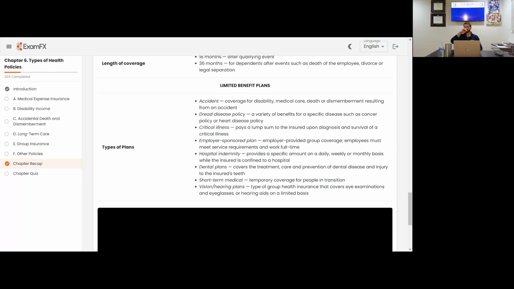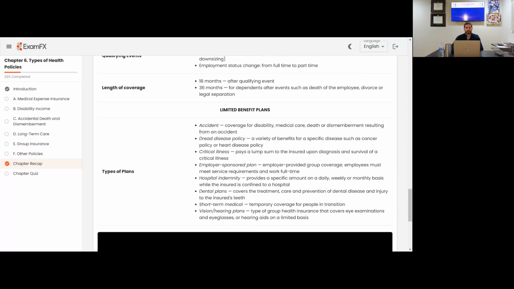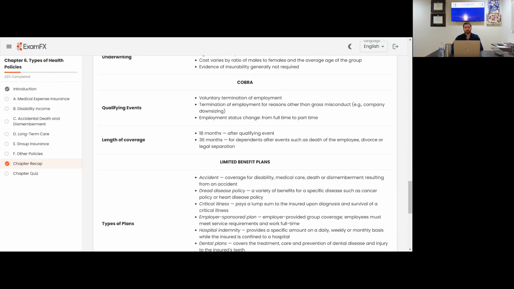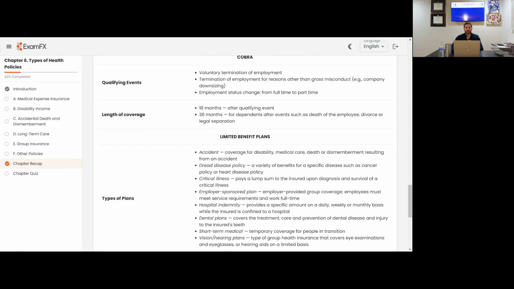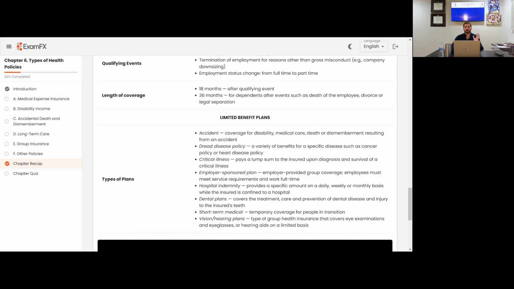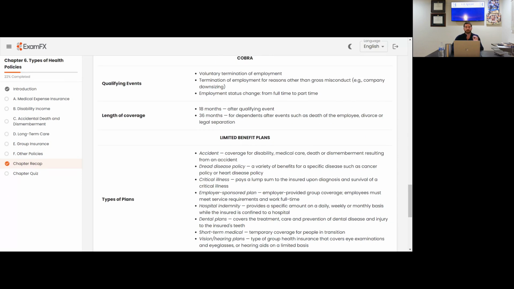What I will say is life insurance makes up the majority of this exam. Health insurance, there's less than you would think. And look at all this information. This is just different types of health insurance policies. They don't expect you to be a master or a wizard at health insurance, but you really do need to know the basics.